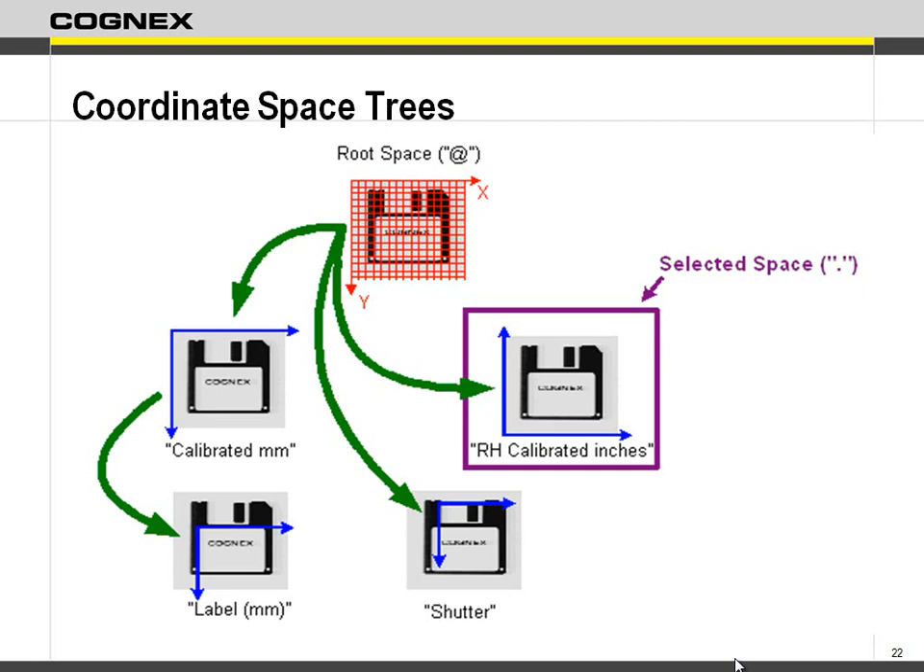Or I can just have it fixtured. Still in pixels, just going to shift according to the part shifting, where it finds that shutter to be. It's going to move everything accordingly.